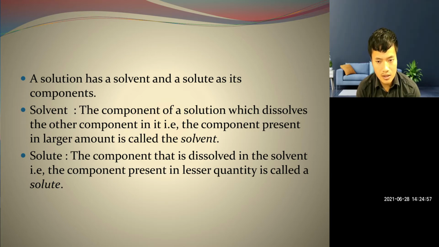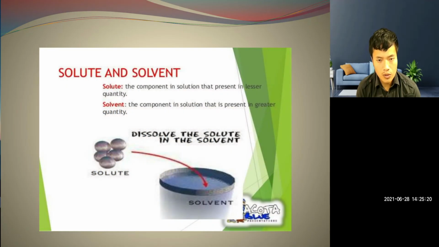Solute is the component that is dissolved in the solvent, that is, the component present in lesser quantity is called a solute. In the previous example, we talked about sugar dissolving in water. From there, we can see that sugar is the solute and water is the solvent. Now let us see solute and solvent again. Solute, the component in solution that is present in lesser quantity. From this example also, the solvent is present in larger quantity, while the solute is present in lesser quantity. Solvent, the component in solution that is present in greater quantity.